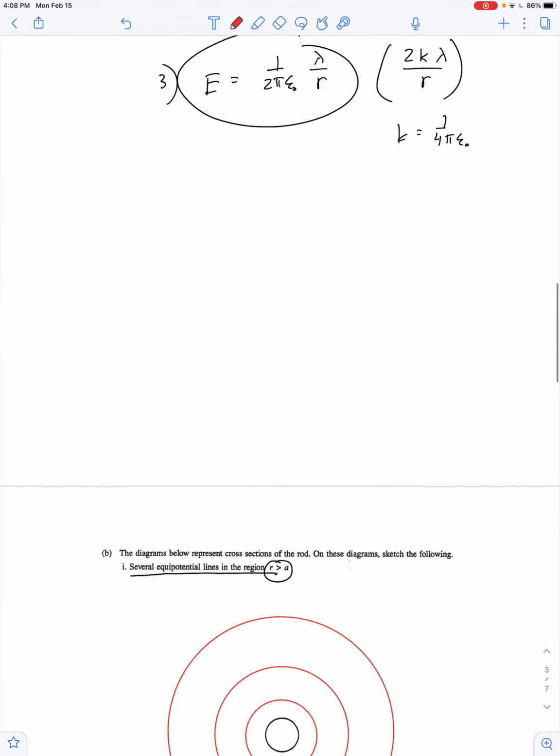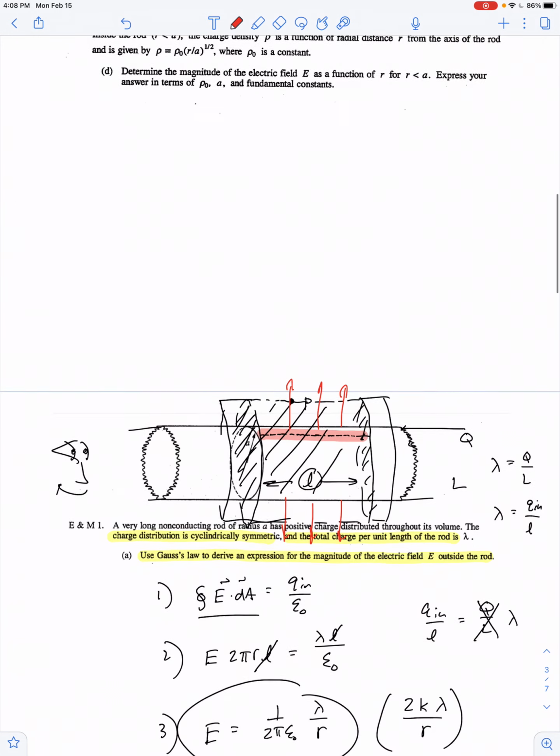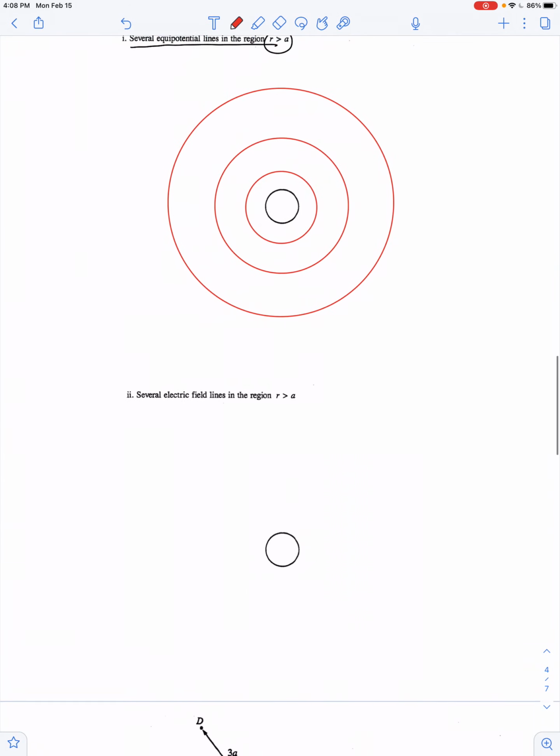So if this is a positive charge, and it is, and there's our highest electric potential. Out of the three I've drawn, there's the lowest electric potential. Here would be some intermediate value of electric potential.